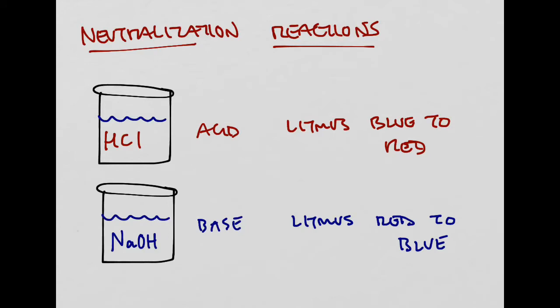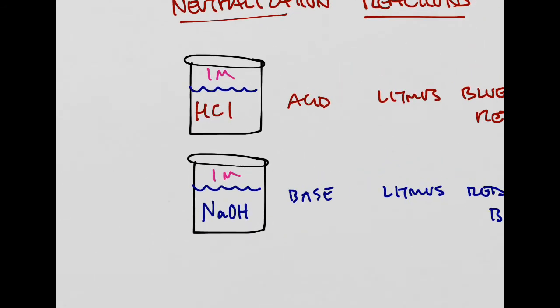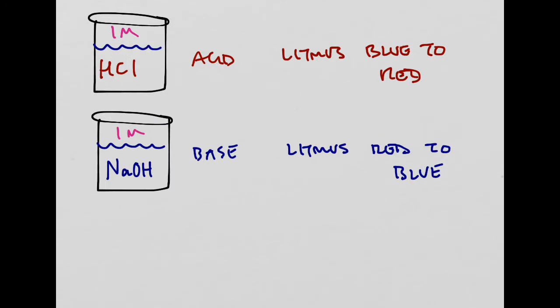Now the other thing I want to add here is that I want you to imagine that these are both 1 molar solutions. So I'm going to have a mole of hydrogen or hydronium ions floating around in solution because the HCl fully dissociates. And I'm going to have a mole of hydroxide ions in my NaOH because NaOH fully dissociates as well. So what would happen if I combined these two 1 molar solutions, one being a strong acid, the other being a strong base, together into a larger beaker?